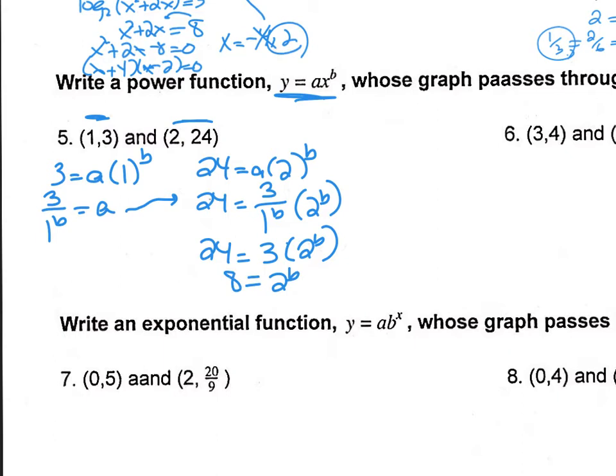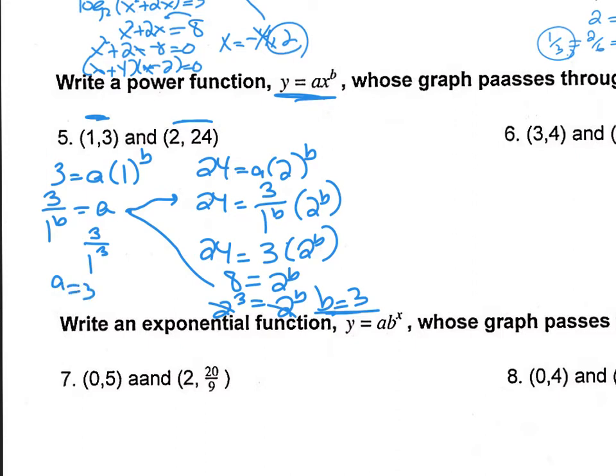Now, you can do log both sides right there if you want to, but what I noticed is I can find the same base. Like 8 is really 2 to the third power, which means B is 3. So there's my B. To find my A, I'm going to take that B and plug it right back where I started. So A is going to be 3 over 1 to the third power. 1 cubed is just 1, so that means A is also 3.